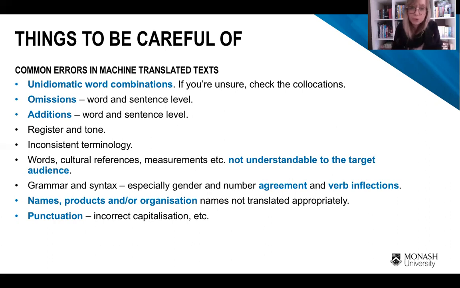The register and the tone of the text has to be appropriate for the target content. The same term is often translated differently at different points throughout the text, so make sure you've got consistent terminology. Words, cultural references, measurements, and so forth can be transferred directly, but in that case, they're not actually understandable for the target audience. So you need to be aware of them. In translating in a translation interface, you might even come across some special characters or coding. This is a bit like a placeholder for things like dates, so that when they are converted into the other language, the correct convention is also transferred. So just make sure you're not deleting any of them.